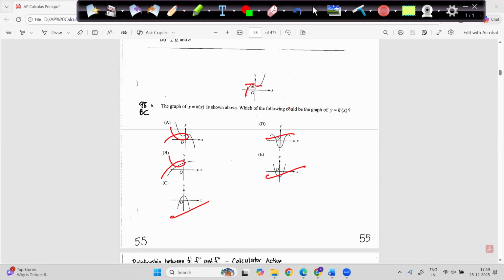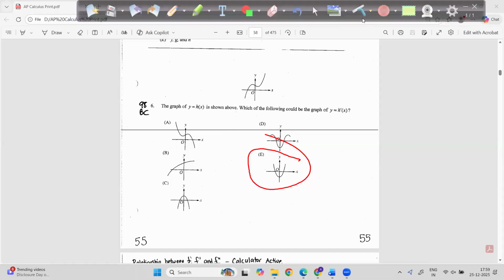And increasing till this 0 means it should be positive, decreasing from this 0 negative, and increasing. So E is the answer. E is the one which is more apt of all the options. E for elephant should be your perfect answer.